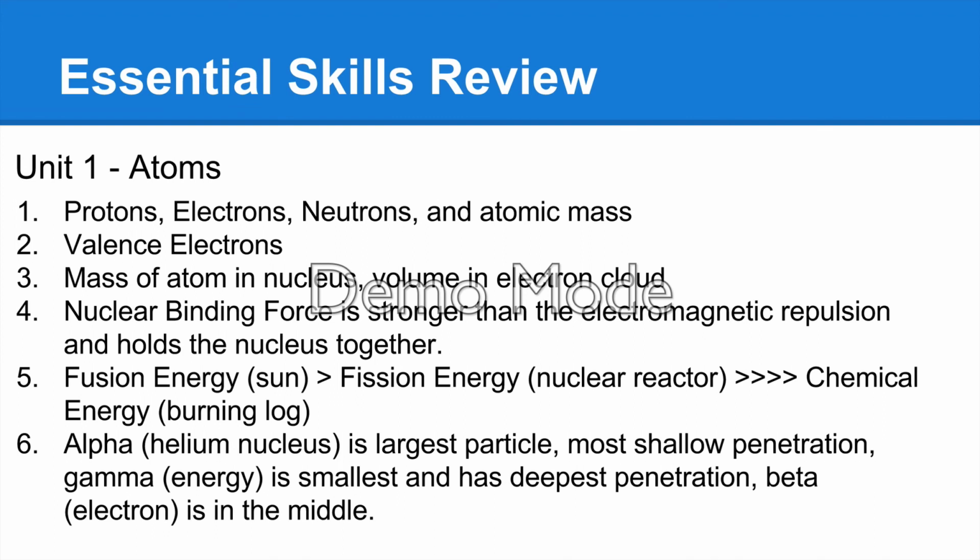And finally, Unit 1 was the atoms. There's a lot of essential skills here. If we gave you an element from the periodic table, you need to be able to tell how many protons, electrons, and neutrons, given its atomic mass, tell us how many valence electrons there are, draw it, and identify the electrons in each energy level. Know that the mass of the atom is in the nucleus and the volume is in the electron cloud. Know that the nuclear binding force is stronger than the electromagnetic repulsion in the nucleus. The protons want to push each other apart, but the nuclear binding force holds them together.